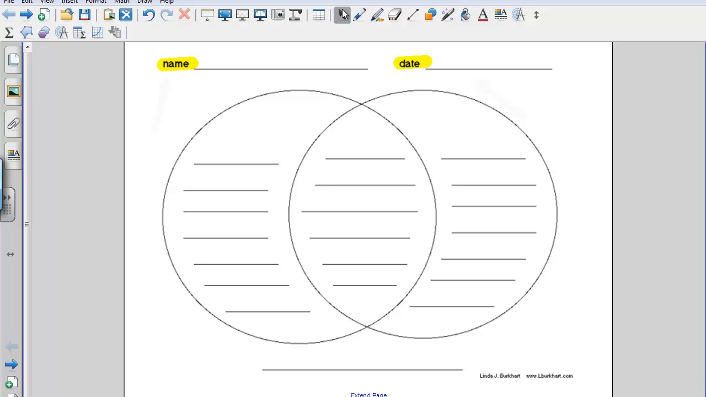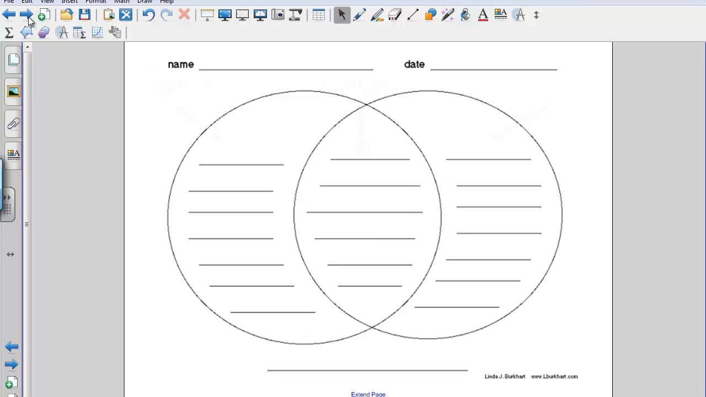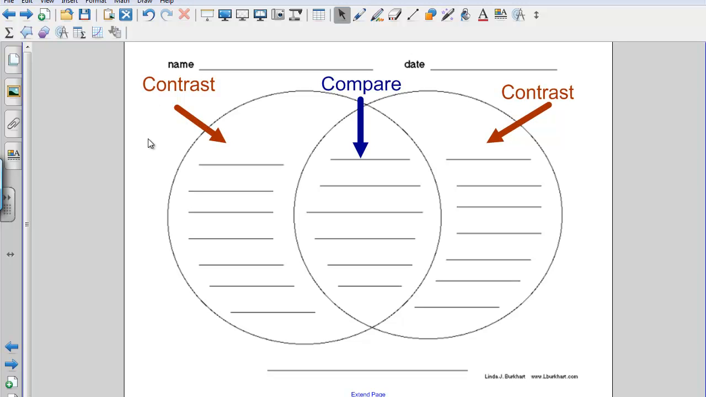Before we do so, let's review what it means to compare and contrast. Let's start with compare. What does it mean to compare? Right. To compare means to tell what's the same about two things. What does it mean to contrast? Excellent. To contrast means to tell what's different about two things.